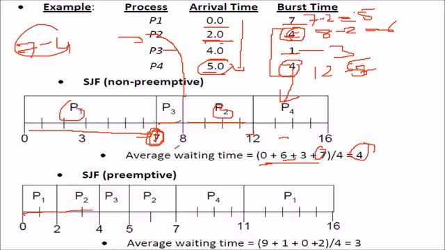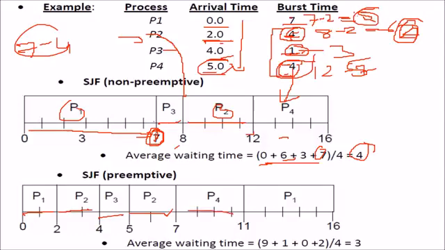It will go up to 2, but by the time it has gone for 2 units of time, P3 has come and it has lesser time, because 4 minus 2 is 2 and this is 1. So 2 and 1, which is lower? 1. So P3 will be given the chance. After that, P2 has lesser time than the others, 4, 5, 2, so P2 will be given the chance. Then P4, with 4 and 5, will be given the chance.